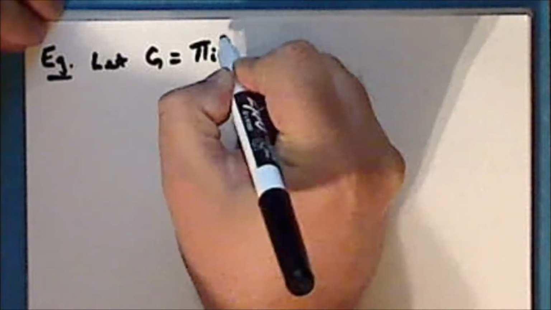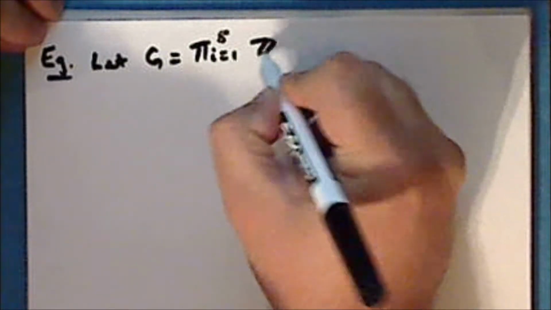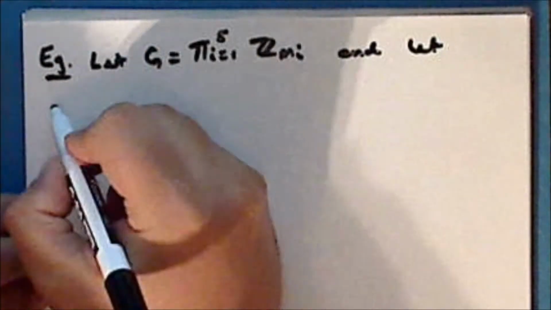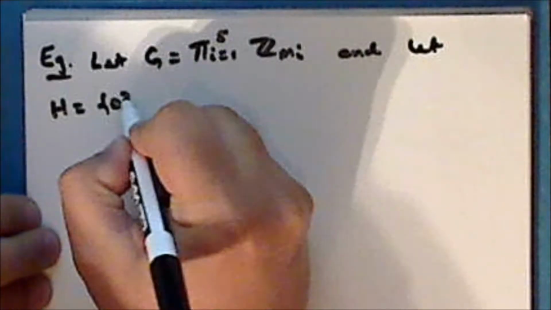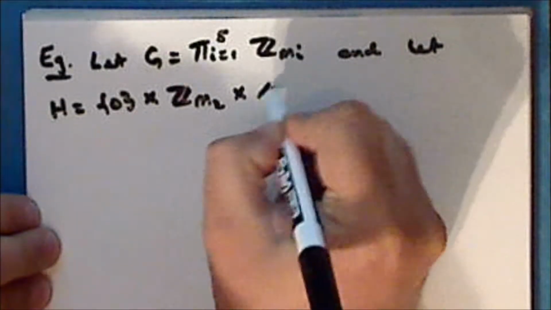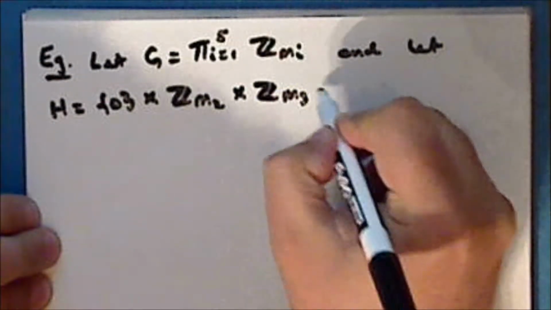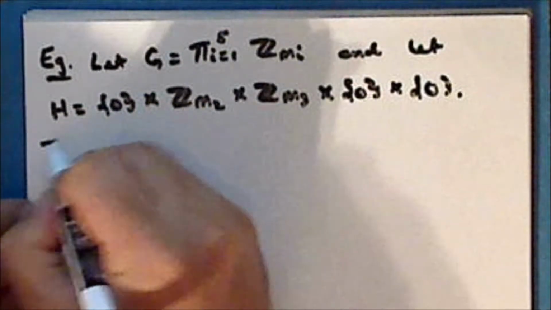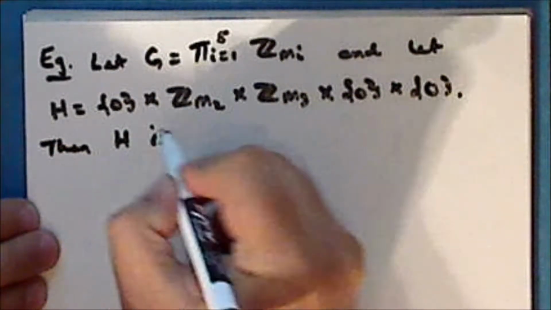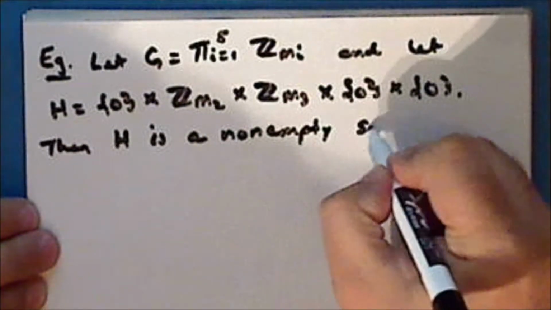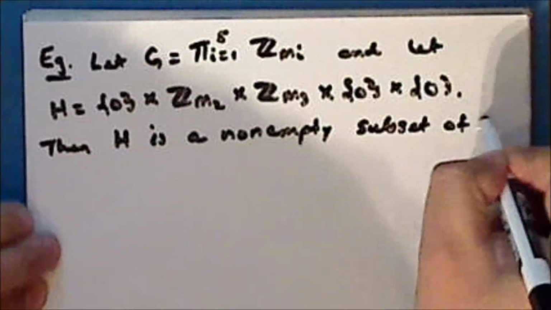Let G be the direct product from i equals 1 to 5 of the groups of integers modulo m sub i, and let H be the direct product, the trivial group, times the integers modulo m sub 2 times the integers modulo m sub 3 times the trivial group times the trivial group. Then H is a non-empty subset of the group G.